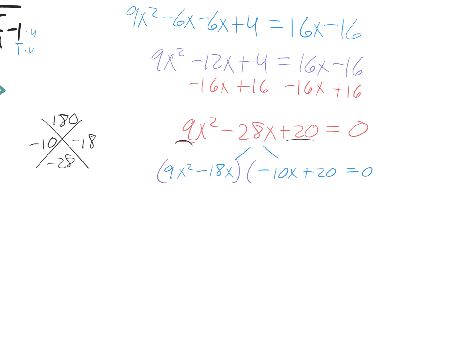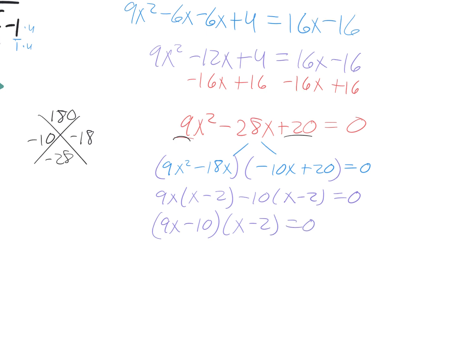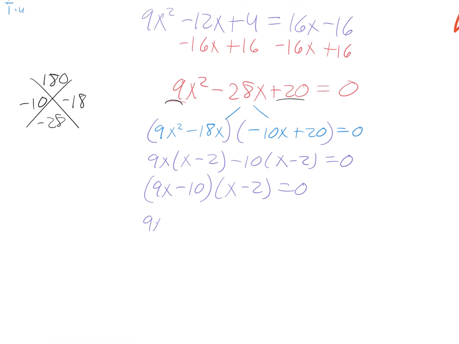Take out a GCF from the first pair, which is going to be 9x, so we get x minus 2 on the inside. We can take out a negative 10 from the second group and also get x minus 2 on the inside. So we get 9x minus 10 times x minus 2 equals 0. And then let's set each factor equal to 0. So 9x minus 10 equals 0, x minus 2 equals 0.